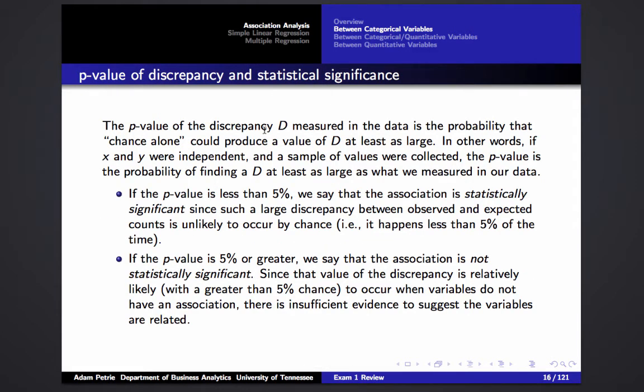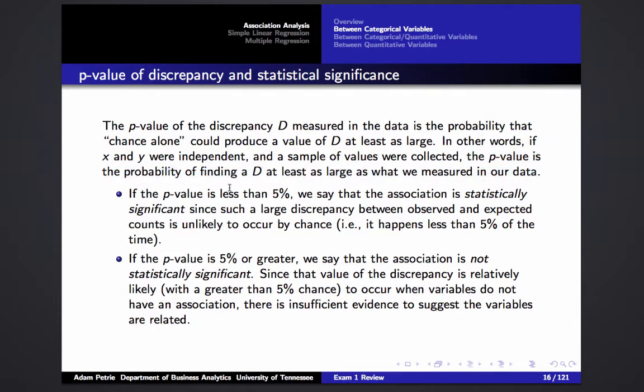All right, so what we're going to do is calculate the p-value of the discrepancy, basically the difference in the observed versus the expected counts in that contingency table. The p-value is the probability that chance alone could produce a value of D at least as big as the one that we collected in the data. So in other words, if x and y were independent, if knowing an individual's x value told you nothing about the possible y values of that individual, and we collected some data in that case, the p-value is the probability of observing a discrepancy between observed and expected counts, a value of D, at least as big as what we measured in the data.